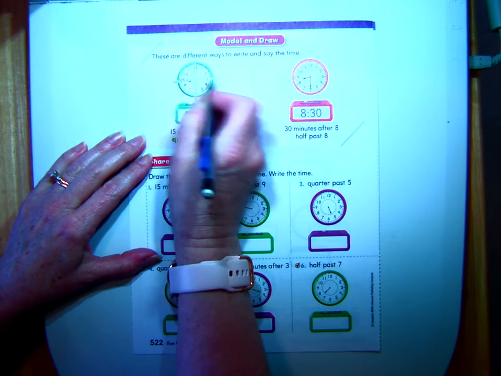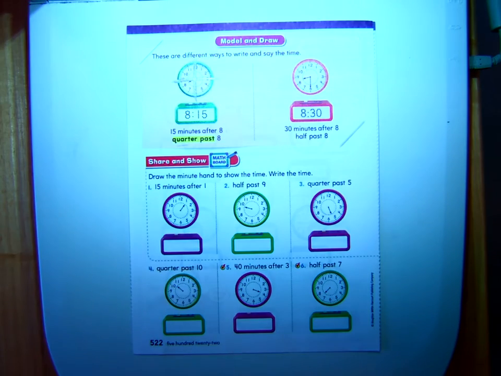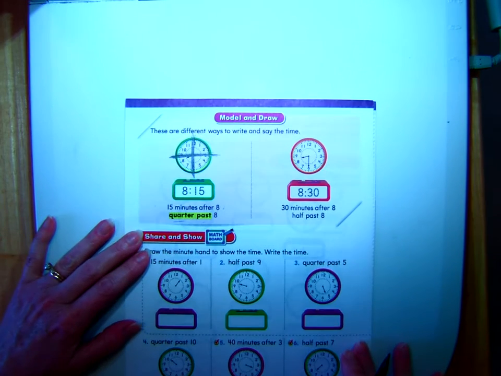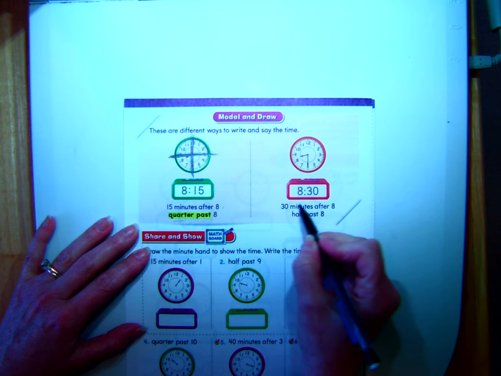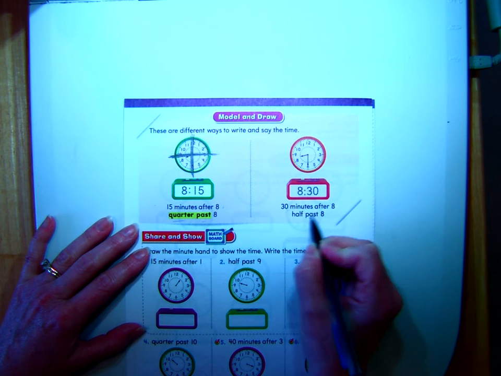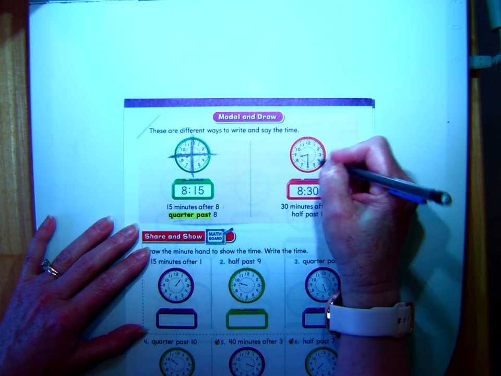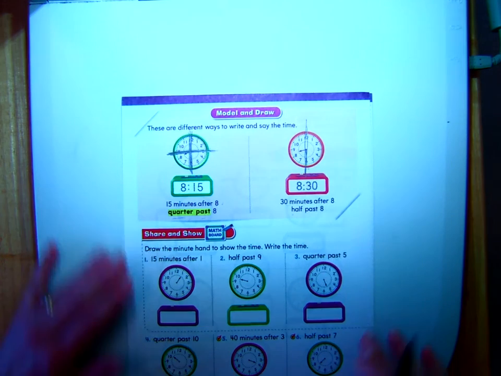4 quarters make up $1. There are 4 parts to this clock, and each of them is considered a quarter. So sometimes we might say if it's 8:30, we might say it's 30 minutes after 8, or half past 8. It's halfway around the clock. You've gone halfway. Boop, you've gone that far.